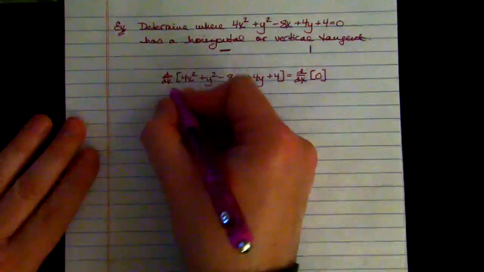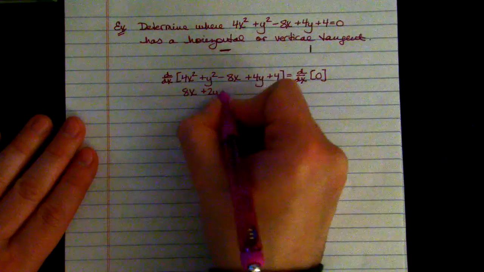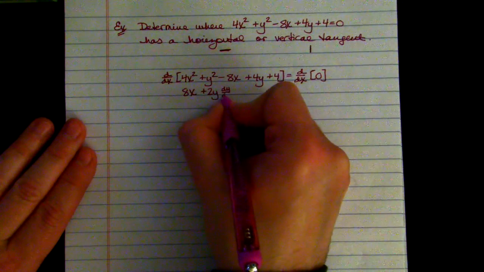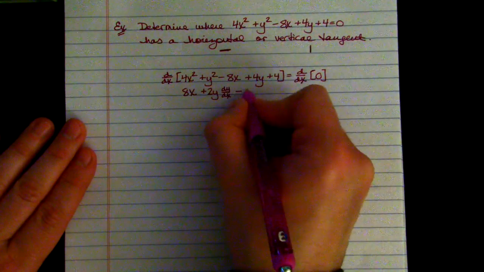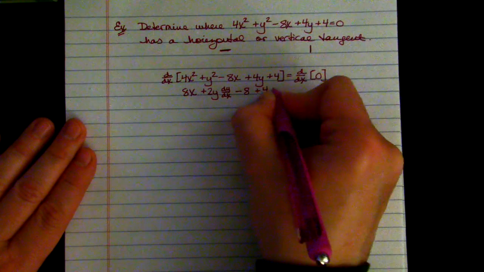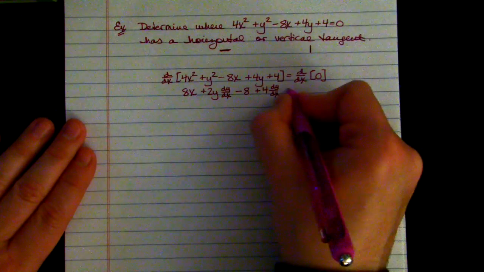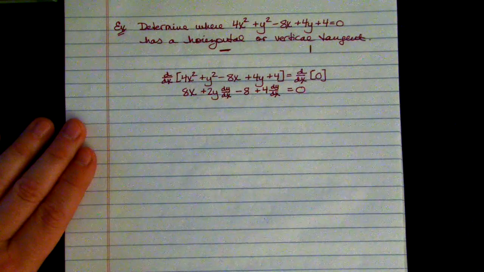Derivative of 4x squared should be 8x. Derivative of y squared is 2y dy/dx. Derivative of minus 8x is minus 8. Derivative of 4y is plus 4 dy/dx. Derivative of 4 is 0. Derivative of 0 is 0.